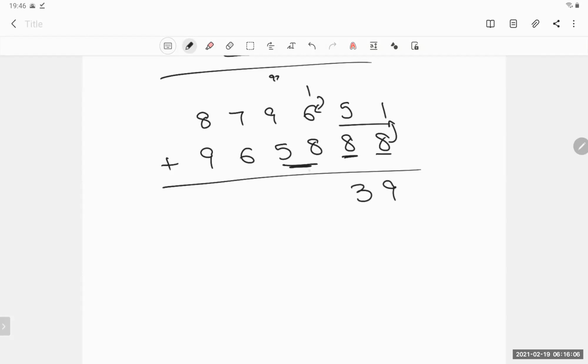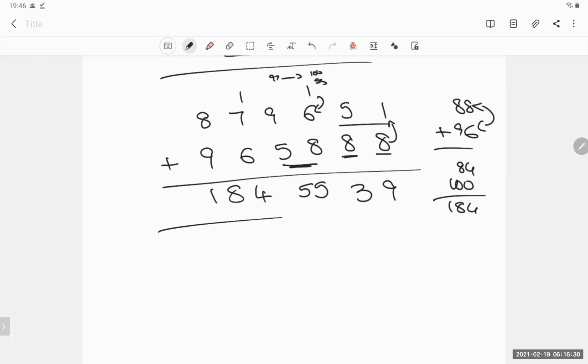When you add 97 plus 58, always try to bring it to a closer number, the closest round figure. So if I take 3 from 97, it becomes 100, and this becomes 55. 100 plus 55 is 155. Now, similarly, 88 plus 96. In your mind, you should automatically take 4 from this. It becomes 84, and this becomes 100. So it is 184.